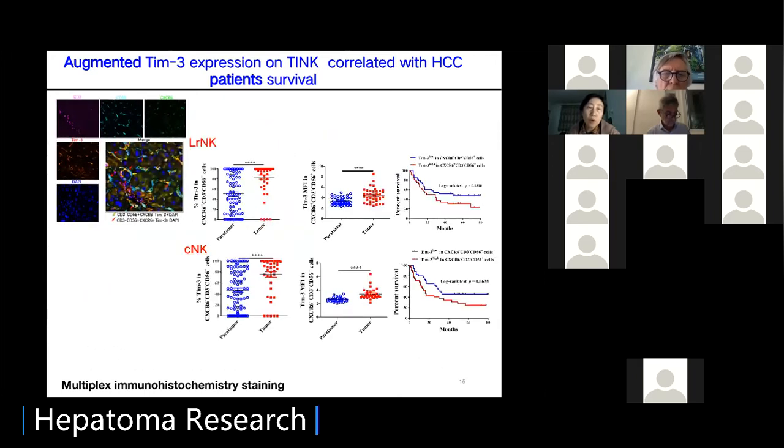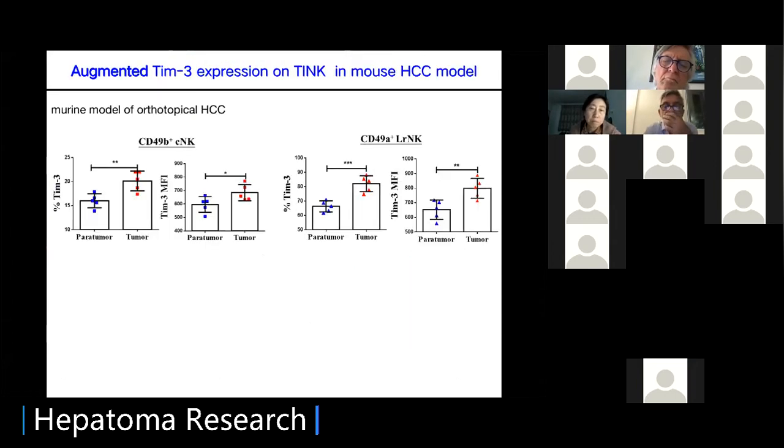And then we also used multiple fluorescence staining to look at many more patients' samples. You can see that in so many patients, TIM3 is increased in the liver resident NK cells and CNK cells, and you can see a negative correlation with patient survival. And then we confirmed this data with our mouse models.